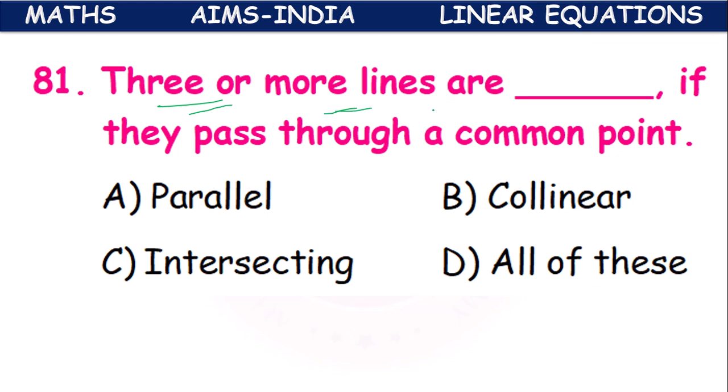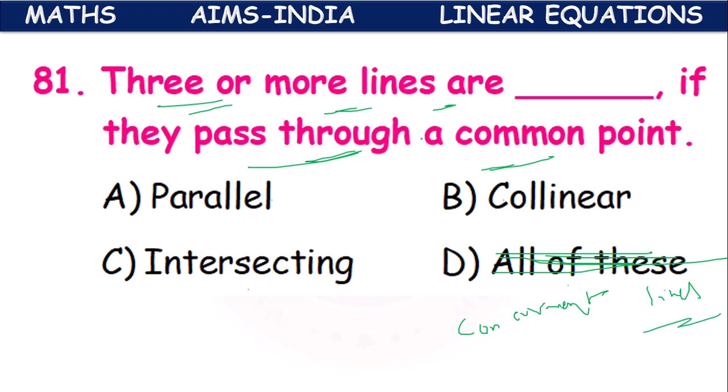Three or more lines are dashed if they pass through common point. Parallel, collinear, intersecting, all of these. So strike off this. Instead of this, we should have option here, concurrent lines. So three or more lines are dashed if they pass through common point. So answer is concurrent lines.